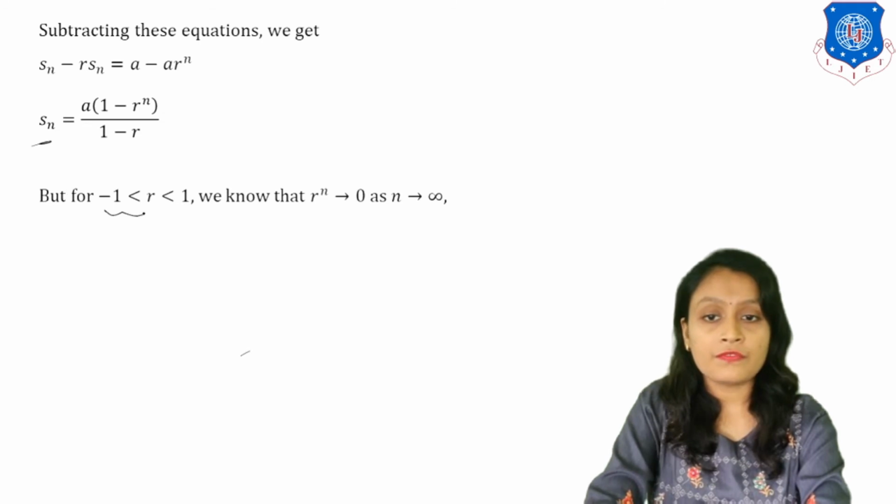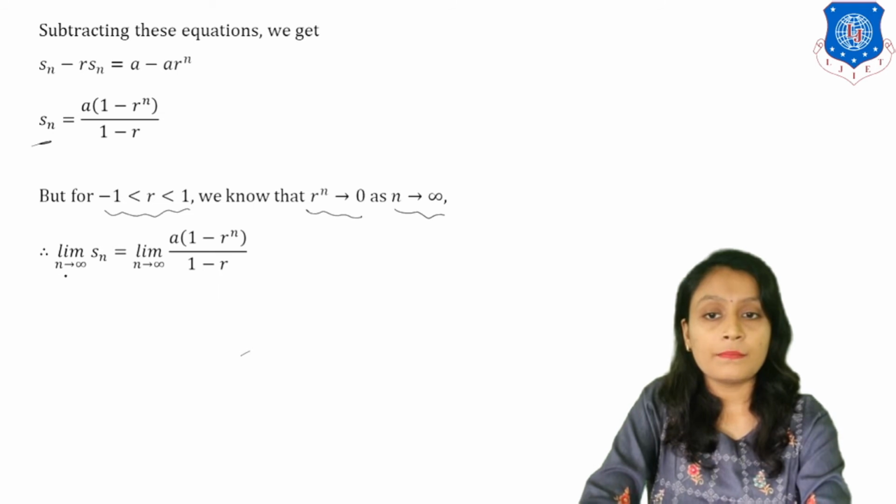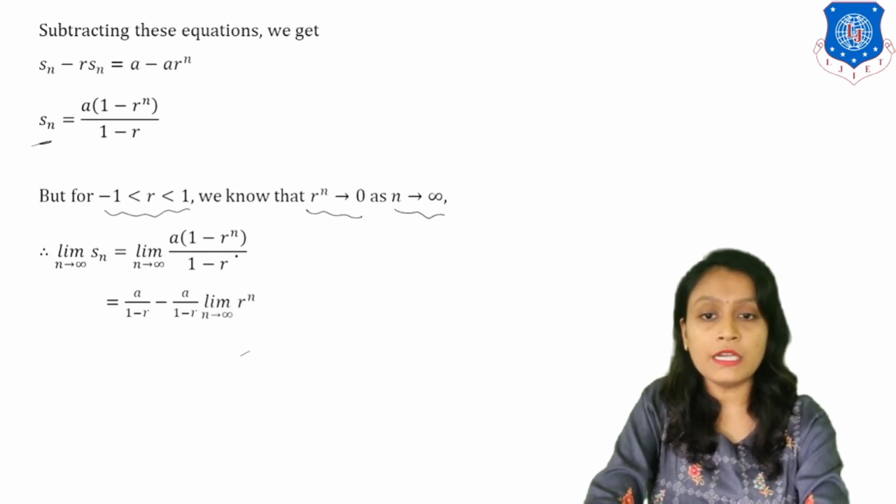Right? Now r is between minus 1 and 1. Then we know that r raised to n will tend to 0 as n tends to infinity. Okay? So apply the limit, so you will get limit n tends to infinity Sn is equal to limit n tends to infinity of this Sn. Okay, now first we will split it. So you will get a upon 1 minus r minus a upon 1 minus r into limit n tends to infinity r raised to n.